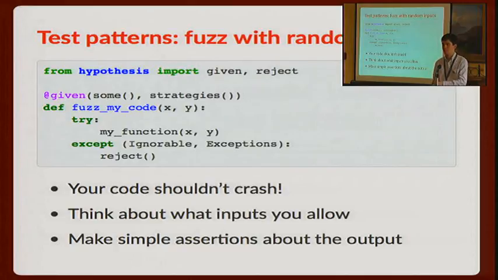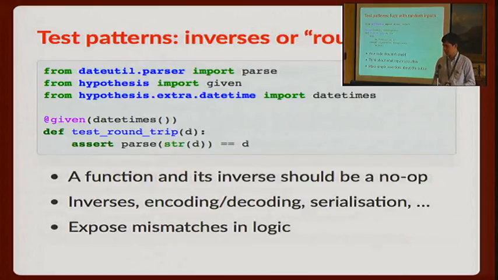Does your function always return a consistent type? If so, make a written assert to that effect. Does your function always return a value within particular bounds? Make an assertion to that effect. And just try that for all of the possible inputs. This is a really fun one to get started with.